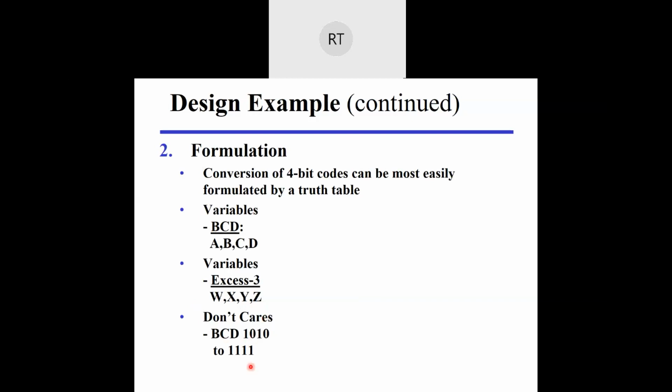Who can explain to me what are don't cares in BCD? Values greater than 9. Perfect. So 10 till 15, we don't have a value for in BCD. This is why we refer to them as don't cares. So my input from 10 till 15 are don't cares. We don't have values for them, okay?